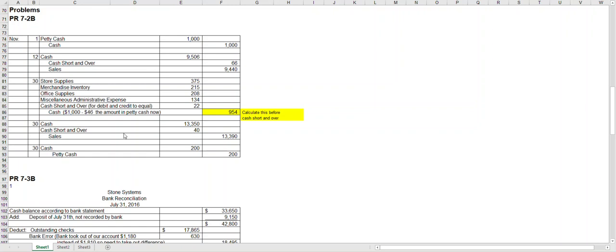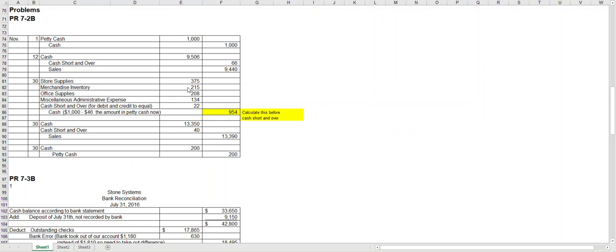Now, let's go back to petty cash. At the end of each month, you have to look at your receipts and you debit the expenditures or the asset account for which you used that cash to purchase. Okay, so let's say we bought store supplies of $375, merchandise inventory $215, office supplies of $208, miscellaneous expenses were paid of $134. Now, keep in mind there could be more than one receipt to store supplies. You'll see that happen in some of your homework problems. You could just add them together to do one debit to store supplies. If you have like 3 receipts to merchandise inventory, you can add them together and do one debit as I did here for $215.